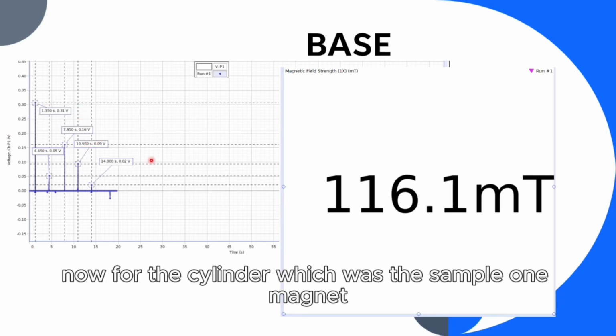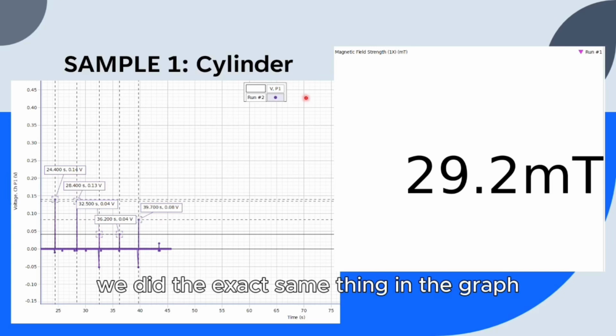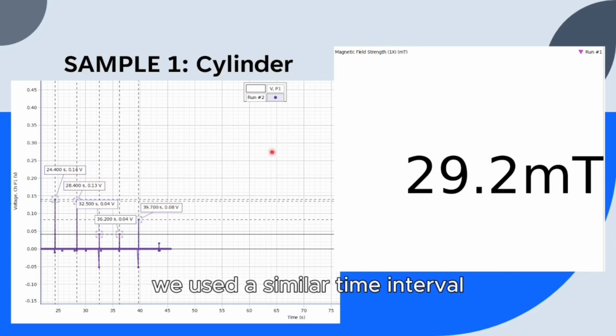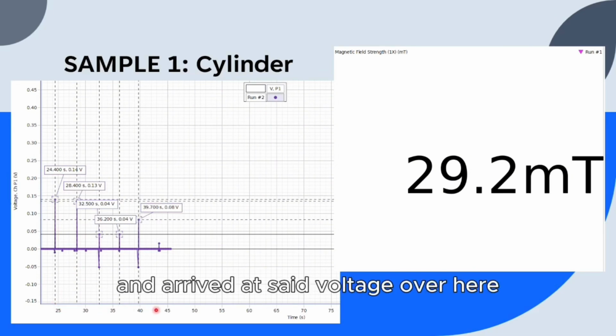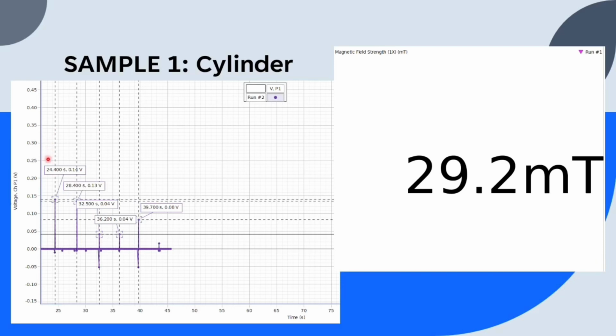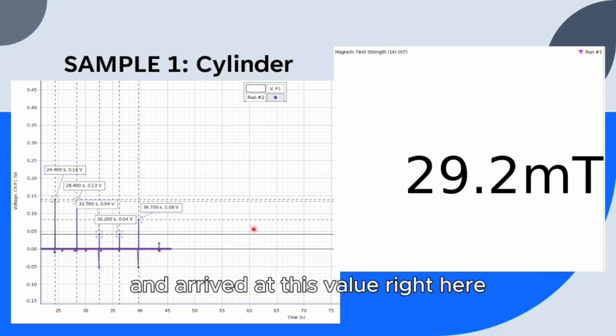Now for the cylinder, which was the sample 1 magnet, we did the exact same thing in the graph. We used a similar time interval for each one of these results and arrived at said voltage over here. We got the average, calculated magnetic field strength, and arrived at this value right here.